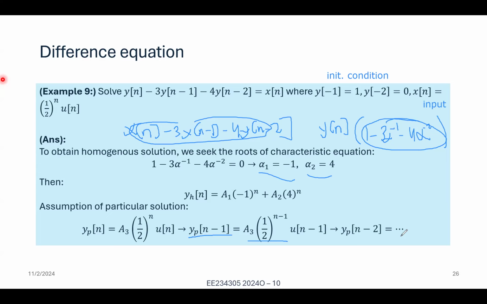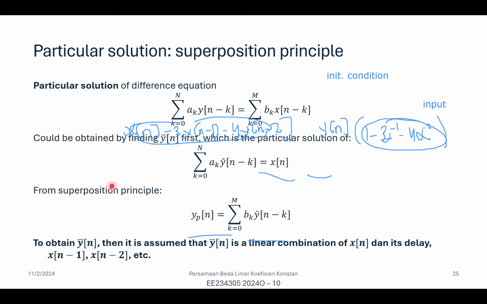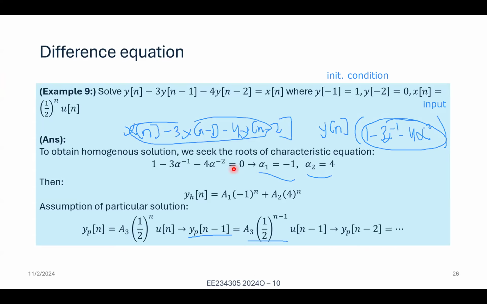Again, how do we get the YP particular solution? So to get the particular solution, we basically use the superposition principle. So this is from the x. It's in the form of an exponential as well, and yeah, this x is a half to the power of n, so it's not that much different from x, except that we add one constant here, a3, which means that we get a3 half to the power of n minus 1.